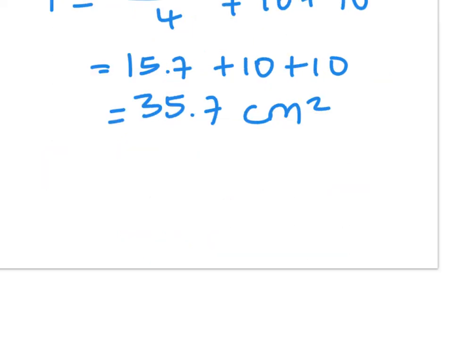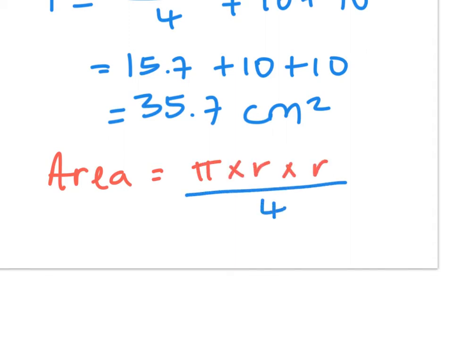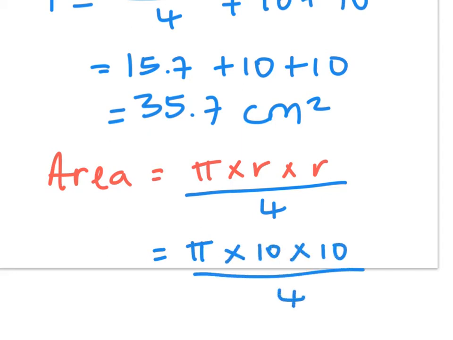Next one. Now it's important to remember here that the area is just a quarter of the area of the circle. So the area of a circle, remember, is pi times r squared, and this is a quarter of a circle, so its area is a quarter. So that's going to be equal to pi times 10 times 10 over 4. Plug that in your calculator.